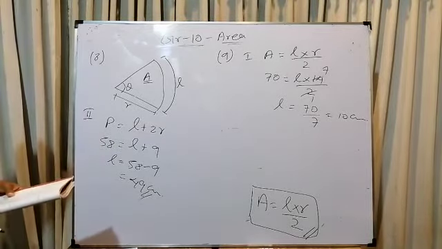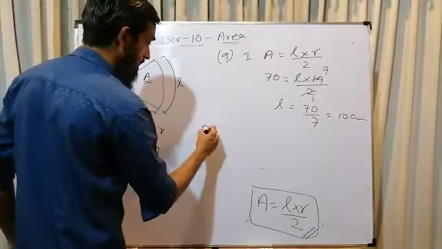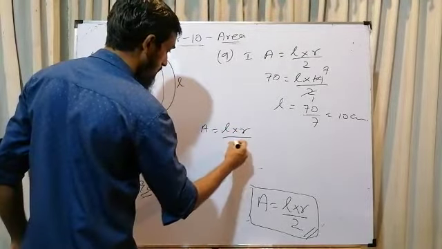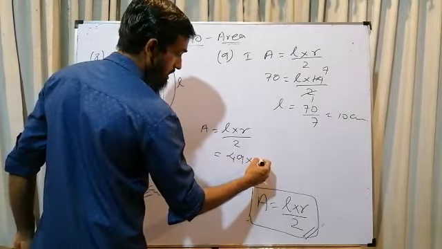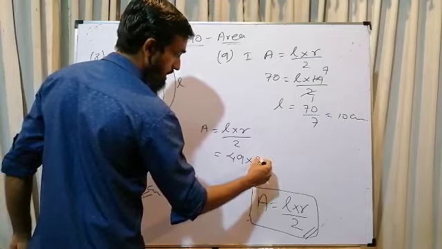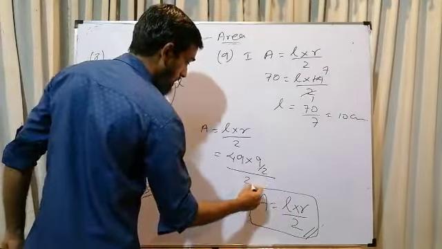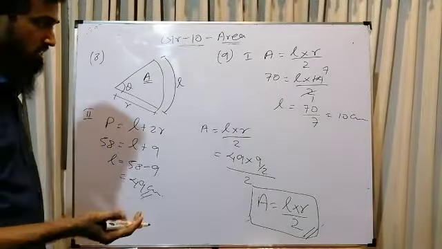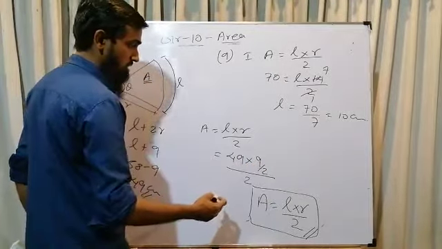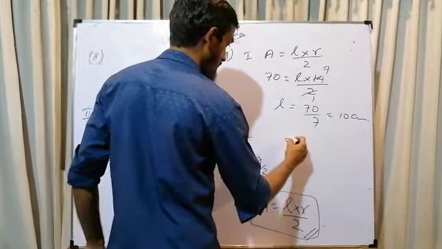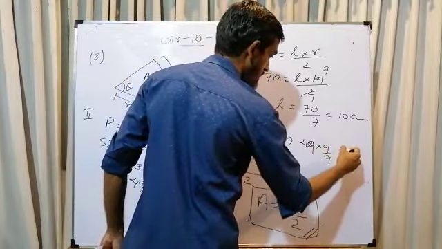Then they asked to find the area using this equation. So area equals arc length into radius over 2. The arc length we found is 49. The radius is 9 over 2, since the diameter is 9. So you can simply write it like this: 49 into 9 over 2, divided by 2.